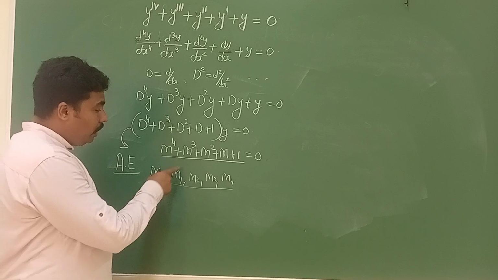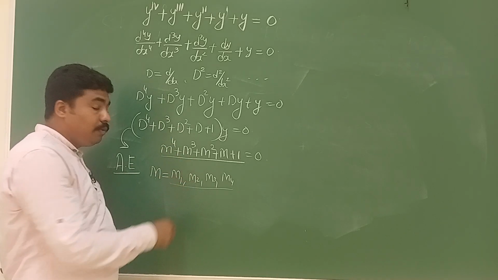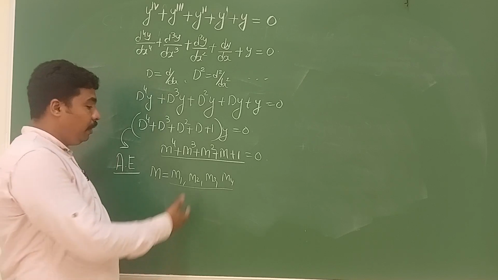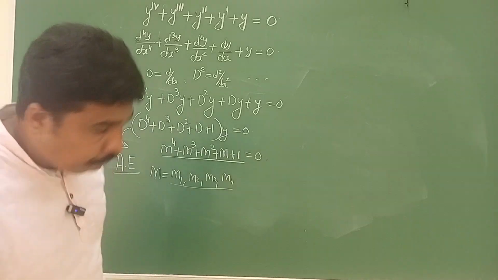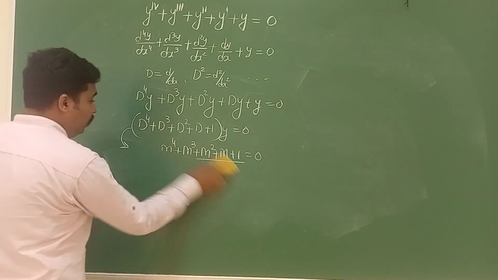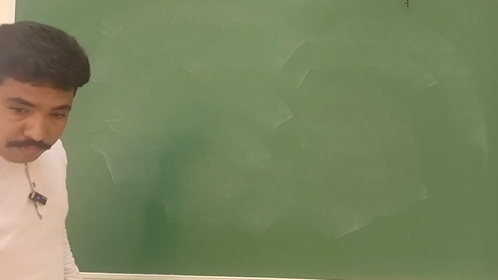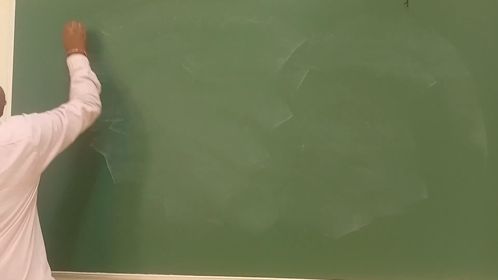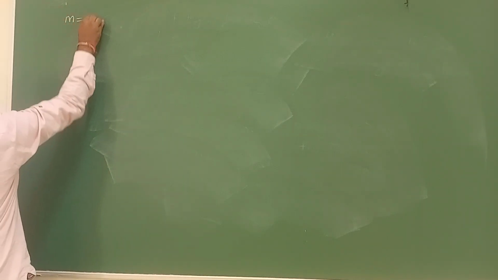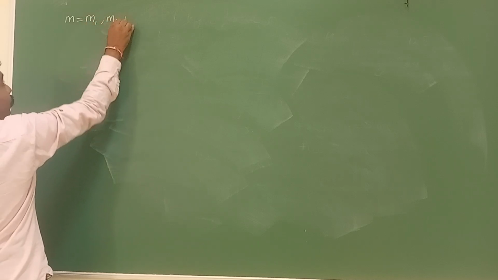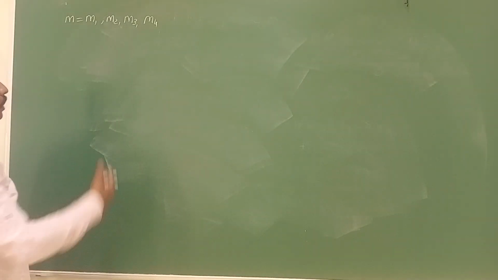If the m values are real values, then we have one complementary function. If the m values are complex values, then we have another complementary function. Let me take all the cases one by one. I'm taking this example only, considering fourth order, and I have 4 roots here: m equal to m1, m2, m3, m4. Okay, 4 roots I have.